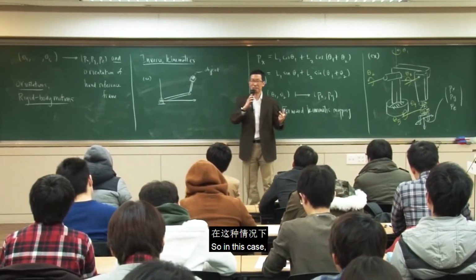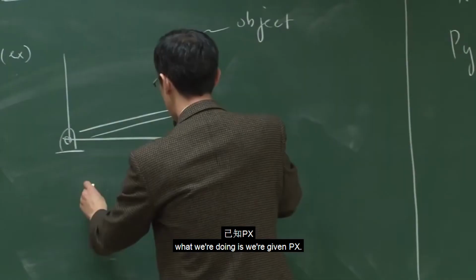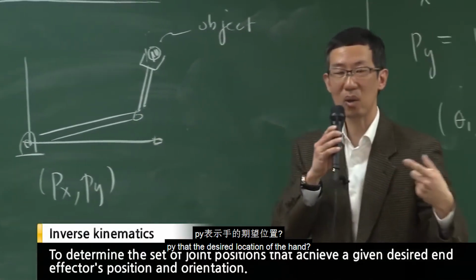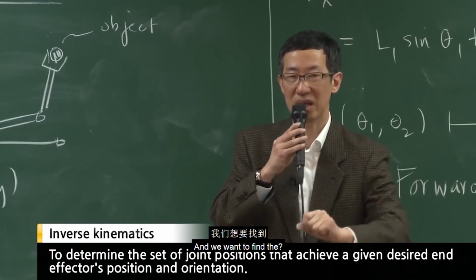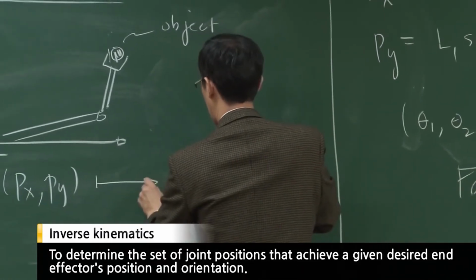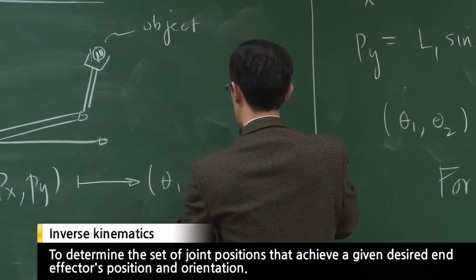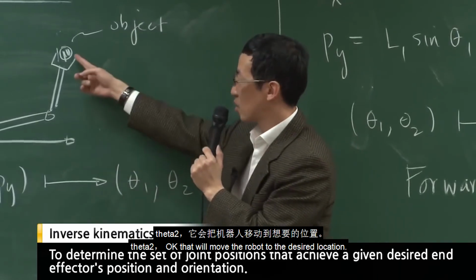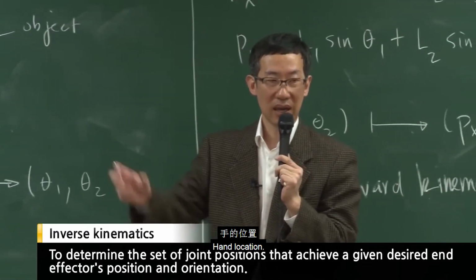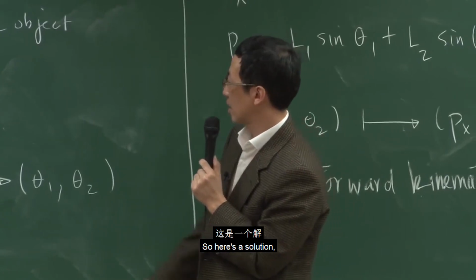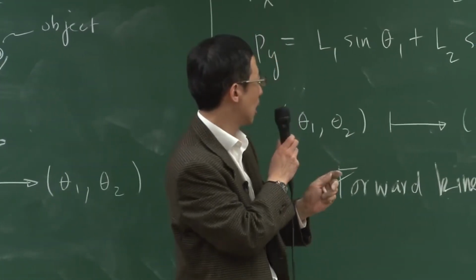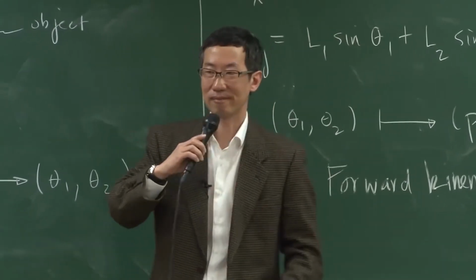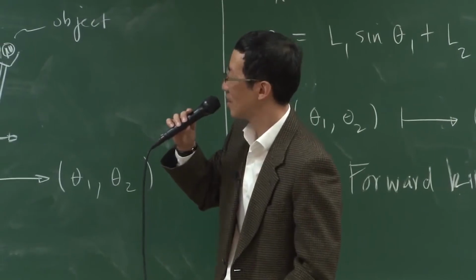So in this case, what we're doing is we're given px, py, the desired location of the hand, and we want to find the joint values, theta 1, theta 2, that will move the robot to the desired hand location. So here's the solution. We just have to find the inverse of this, right? Is this the only solution?